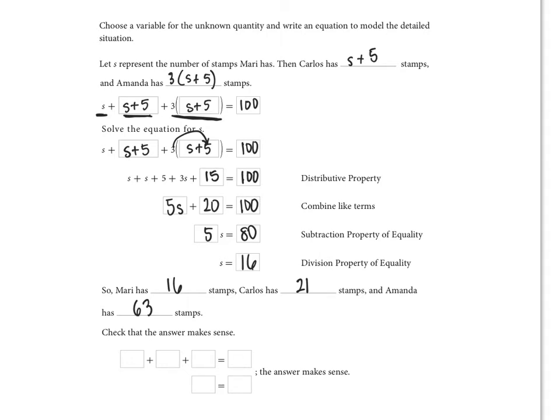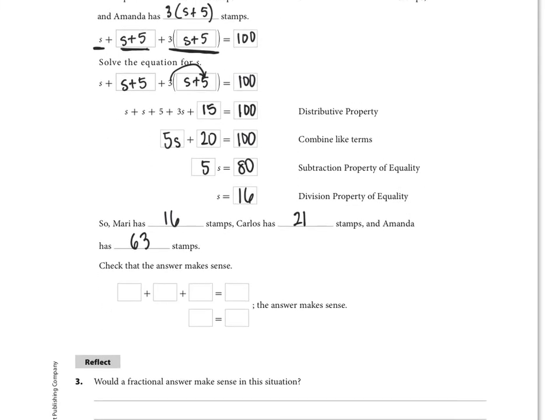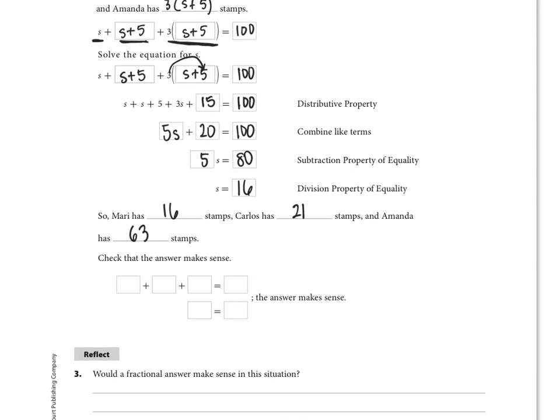And just to make sure we have this right, we can definitely check our answer. This one's a little bit easier to check. Mari has 16. Carlos has 21. Amanda has 63. Yeah, those are the ones I came up with.